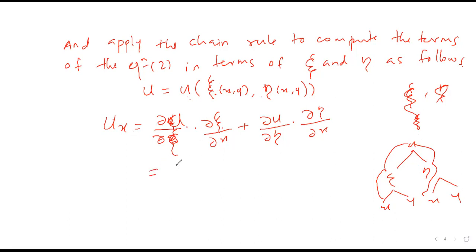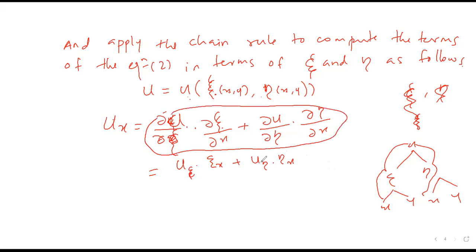So if I write nicely, I'm going to use the notation: u_ζ times ζ_x plus u_η times η_x. I'm not going to write these things again. This idea, you can have one line and fill it according to the chain rule. Similarly, u_y: you can write u_ζ ζ_y plus u_η η_y. I'm taking the derivative with respect to y. This is our first order.